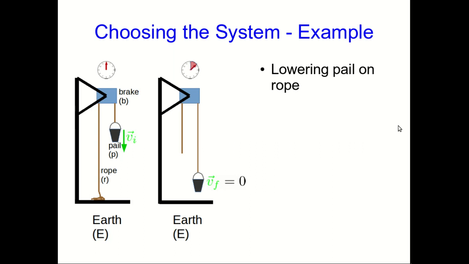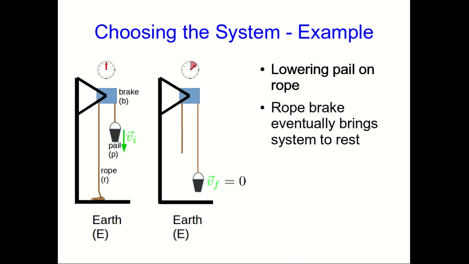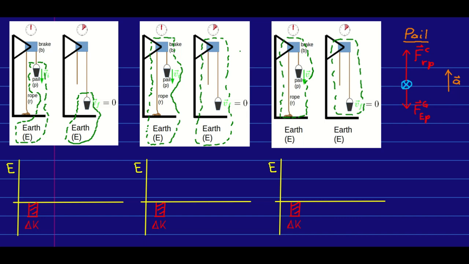Let me now do an example that illustrates some of the issues that come up around choosing our system. So here is a pail that's being lowered by a rope, and there's a rope break that's slowing it down. You might not know what I mean by a rope break. It's something like this or like this that rubs on the rope as the rope passes through it. And so the main point is that the rope break is eventually bringing the system to rest, and it's doing it by friction, and so thermal energy is produced at the break, and some of that thermal energy ends up in the rope. So now let me look at three different choices of system and how those lead to different conclusions about the system energy, although in the end, everything has to agree.